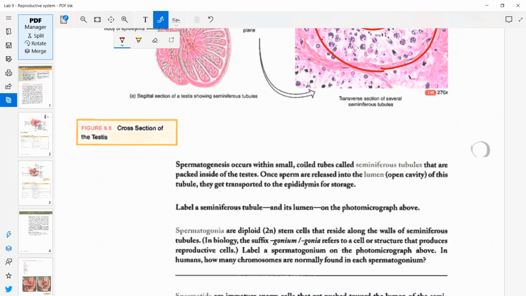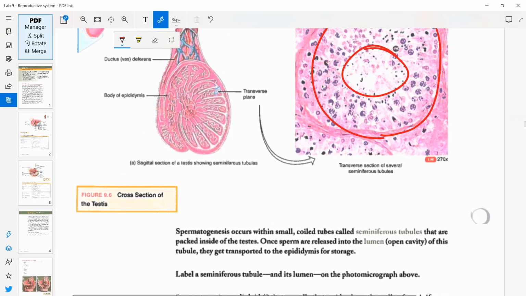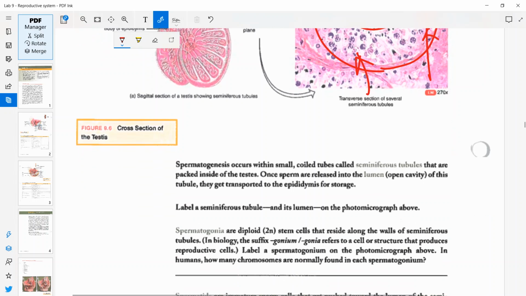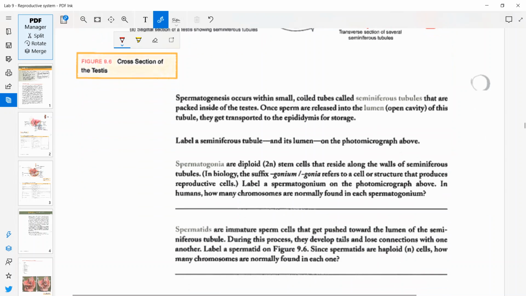Spermatogonia are diploid cells that essentially generate sperm. So spermatogonia are these cells located at the periphery of the seminiferous tubule. Normally there are 46 chromosomes, 23 pairs, in each spermatogonium.